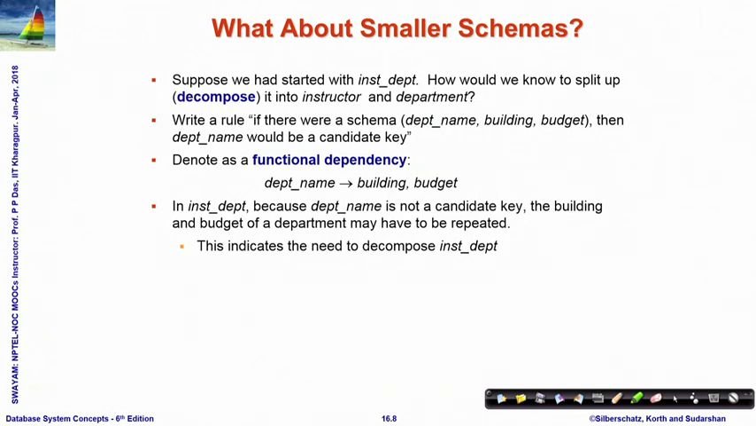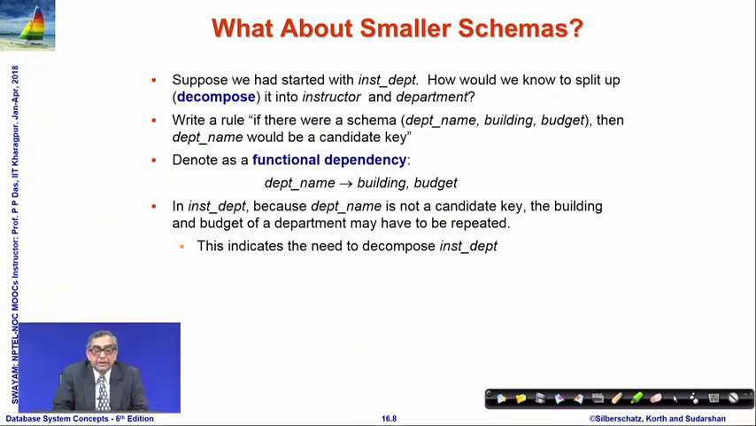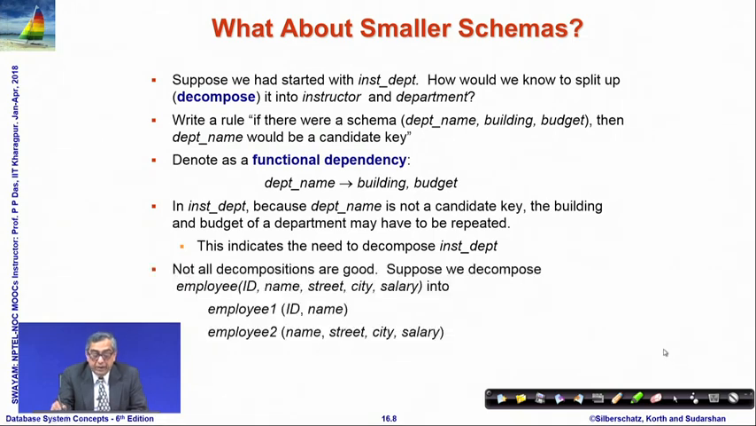It does not decide the records of the instructor department uniquely. So when the values of this attribute, department name, are duplicated or triplicated, the values of the building and budget are repeated and we have the redundancy. This is a very common situation, which is indicative of the fact that we need a decomposition into smaller relations.